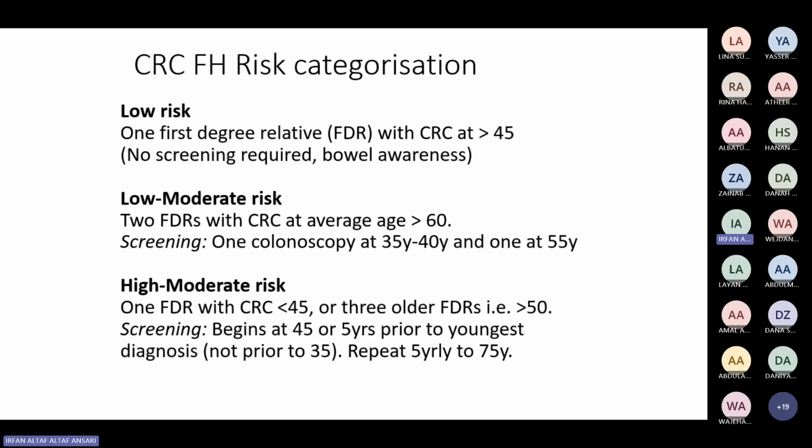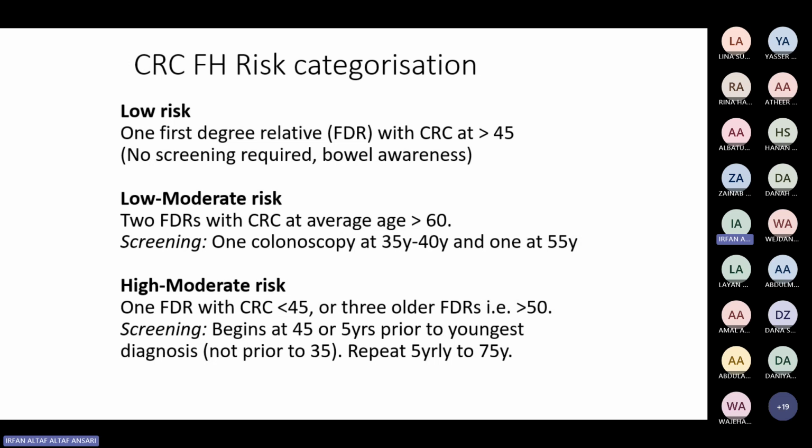Then high risk: 1 first degree relative with CRC at less than 45 years old, or 3 older first degree relatives at more than 50. Screening you should start at 45, or 5 years prior to the youngest diagnosis. Suppose your patient got it at the age of 40 years, you should do it at 35 years, but not prior to 35 years. And you repeat the colonoscopy every 5 years until your patient turns 75 years of age.